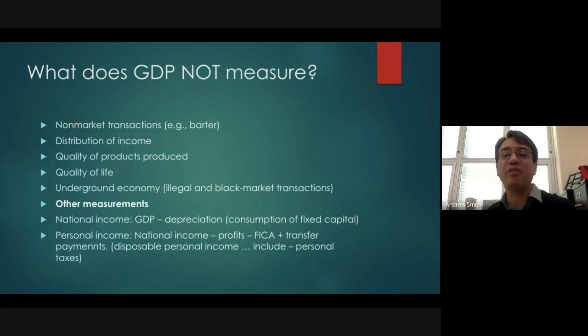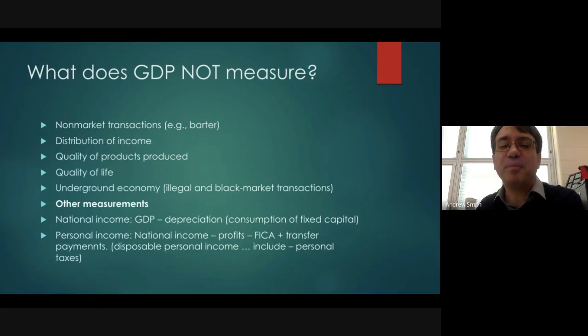There are some other measurements of GDP. We're not going to get into those. The national income is GDP minus depreciation, which is consumption of fixed capital. Fixed capital will lose a little bit of its value over time. For example, a building will lose a little bit of its value over time. And so if we assume that a new building has a lifespan of 50 years, we will subtract 1/50th of its value each year. That's a simple way of looking at it. Depreciation is a little more complex than that.